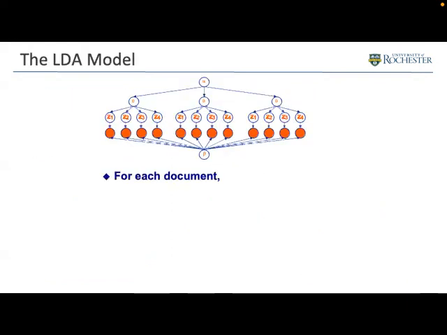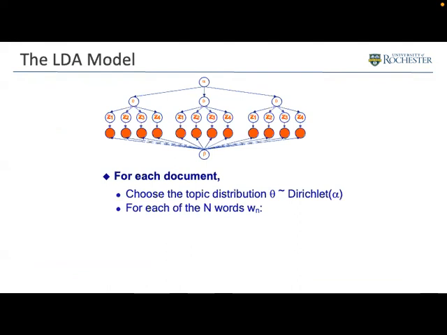So the whole LDA model will look like this. We can go from the top to the bottom. We first have the alpha. Given by the alpha, we can draw theta to be the topic distribution. Then for each of the words Wn, we can choose Z. Z follows a multinomial distribution conditioned by the theta parameter. So this Z will represent the topic distribution for each single word.